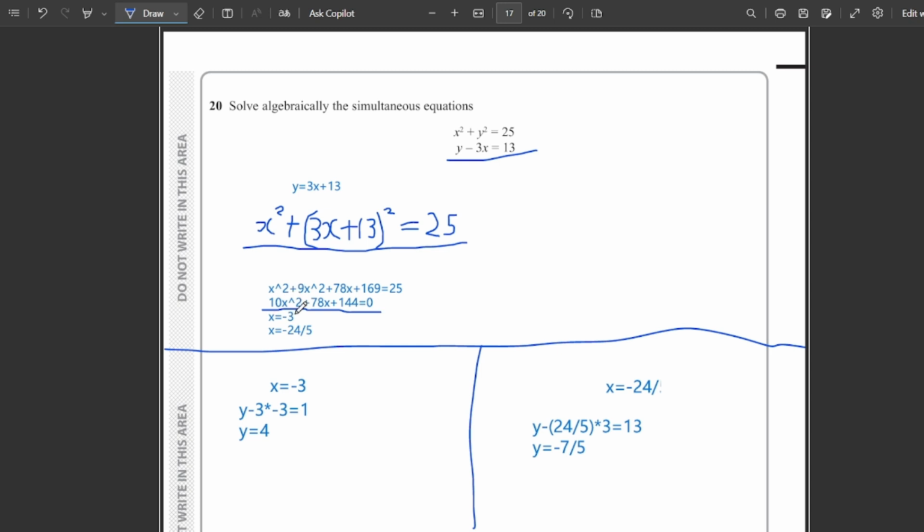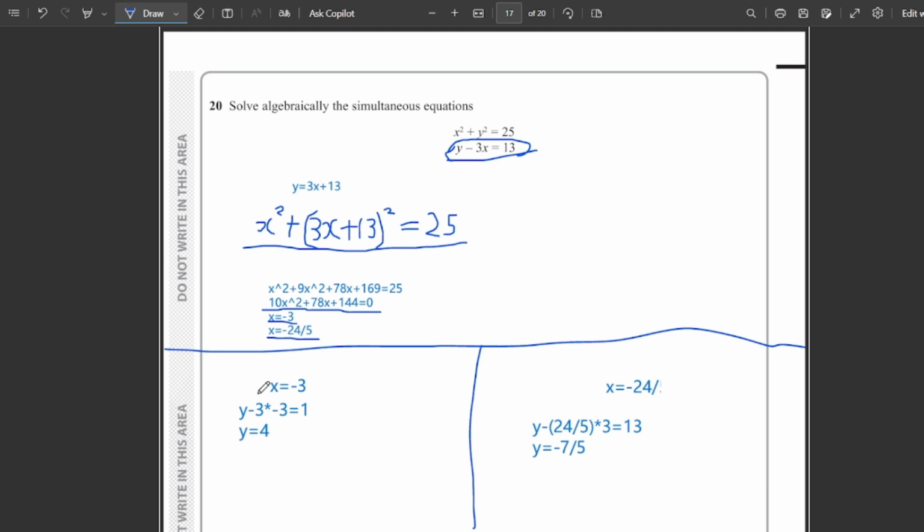Now, there's many ways you could solve this quadratic equation. I'm going to be honest, we're in the last few questions now. This is only if you're aiming for grade 8 or 9. So I decided not to include solving a quadratic equation, because if you're aiming for grade 8 or 9 and you can't solve a quadratic equation, you need to go do that before you actually attempt the grade 8 or 9 questions. So you solve the quadratic equation, you get x equals minus 3 and x equals minus 24 over 5. And then you work out the y values using the bottom equation for each case.